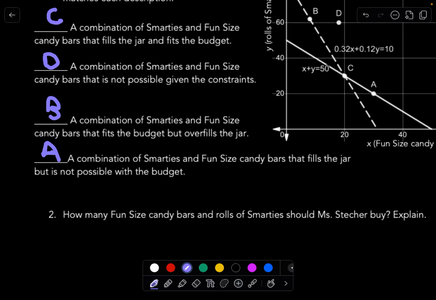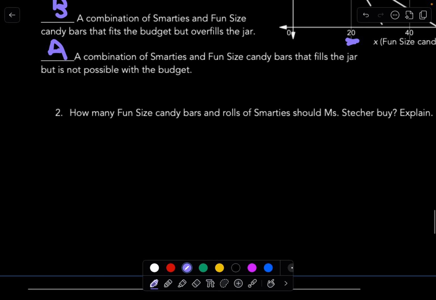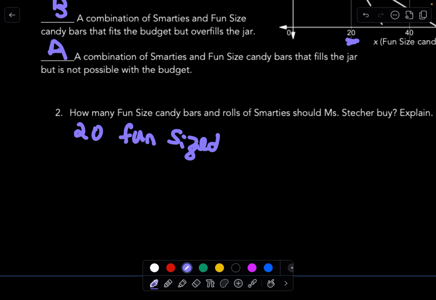How many fun-sized candy bars should Mrs. Streeter buy? Explain. How many fun-sized candy bars and rolls of Smarties? Well, since we know this is the solution we want, and it definitely says we need 20 fun-sized candy bars, so we need 20 fun-sized candy bars.